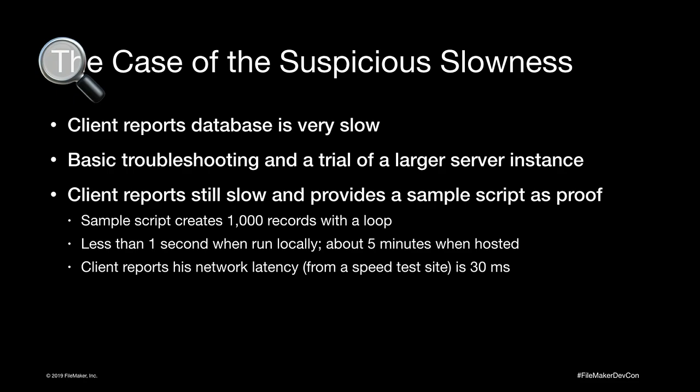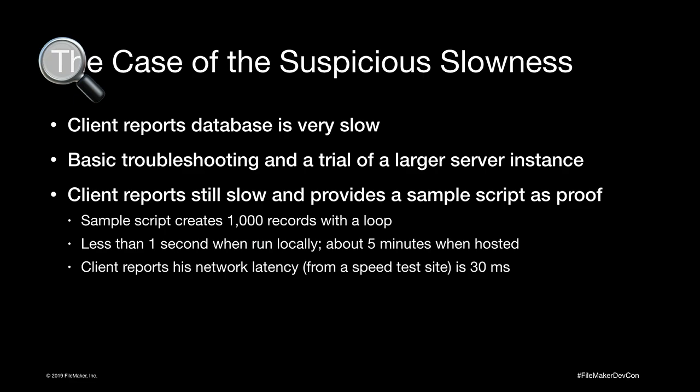And this time he gave us a sample script of what he was doing that he thought was particularly slow. So we look at the sample script that he gave us, and it's just creating 1,000 records in a loop. He was trying to implement a virtual list technique, and he was just creating 1,000 records. And he says, when I run this on my machine, it's instant. It's less than a second. It just happens. But when I put it on the server, it takes 5 minutes for this thing to run, to create 1,000 records.